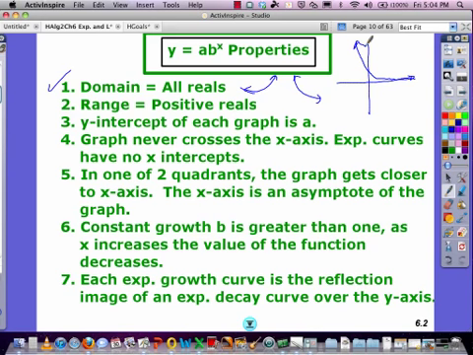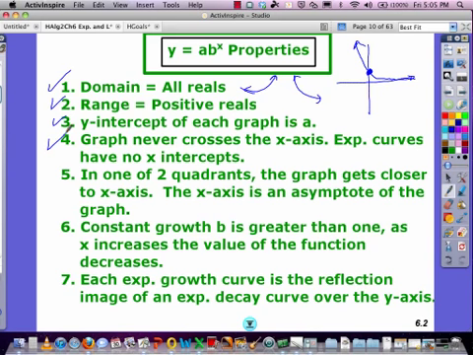The y-intercept of each was that a value. So that's why we called it that original starting point. What is the value of your situation at 0? That's what we're talking about. The graph never crosses the x-axis. We said that. Exponential curves have no x-intercepts. They have a y-intercept, though.